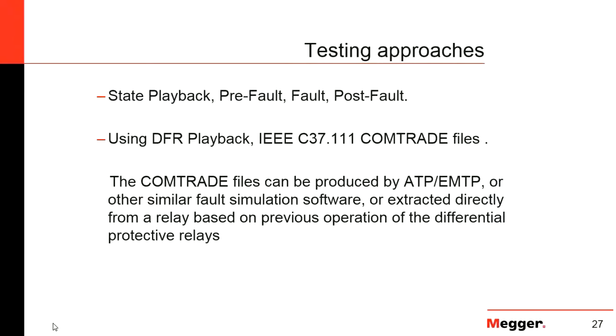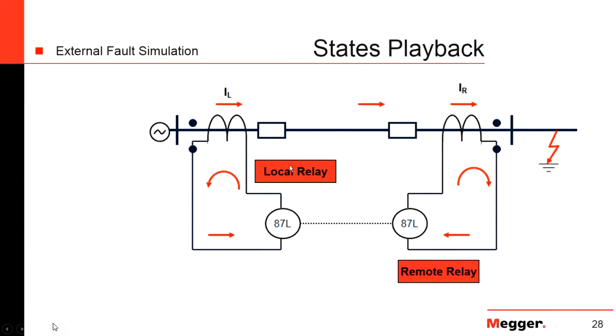Now, the main approaches to end-to-end testing are using what we call state playback, and the other one is using DFR playback. Okay. State playback, I'm going to talk a little bit about state playback. What you do is you determine what are the voltages and the currents in both ends of the line for 3 different states.